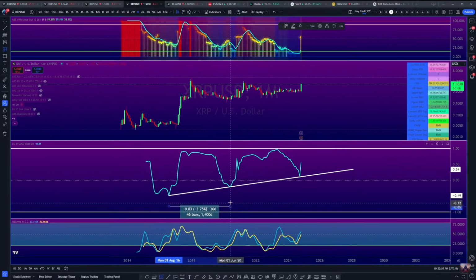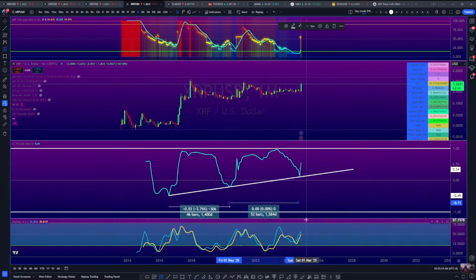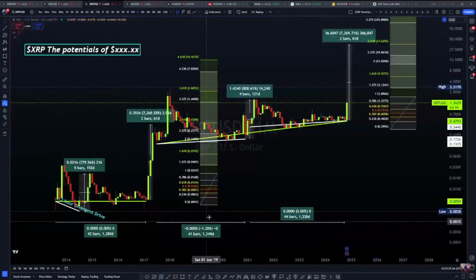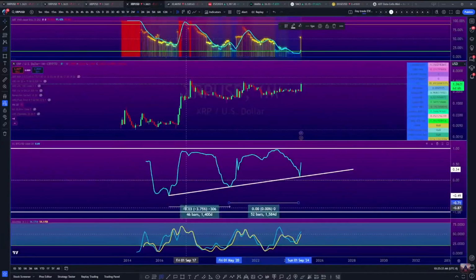46 bars, 52 bars. It's within the fractals here. 42, 41, 44. Correlation also showing us the very similar behaviors here in time.